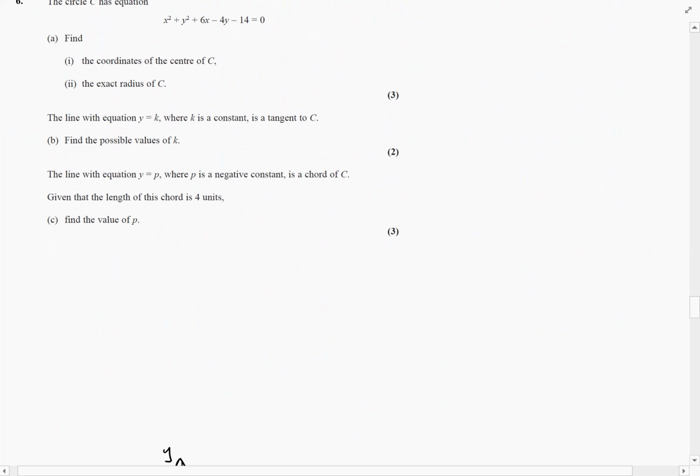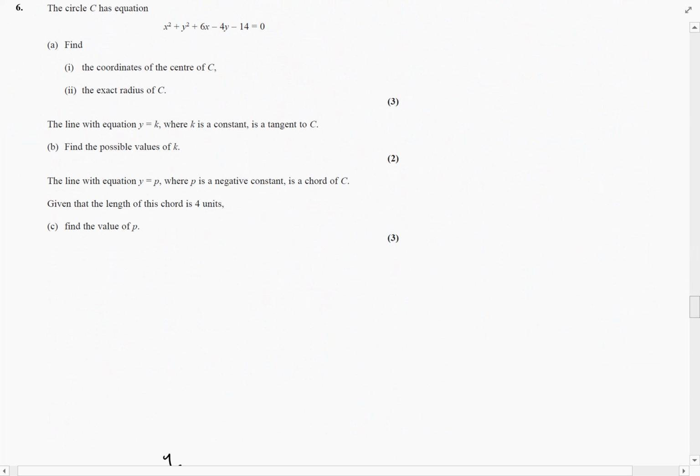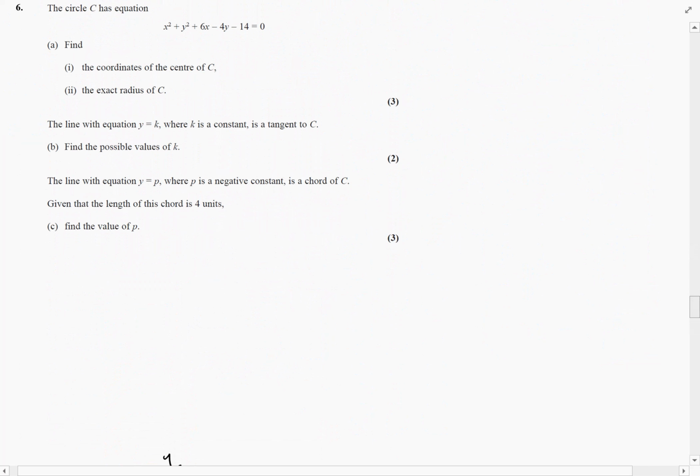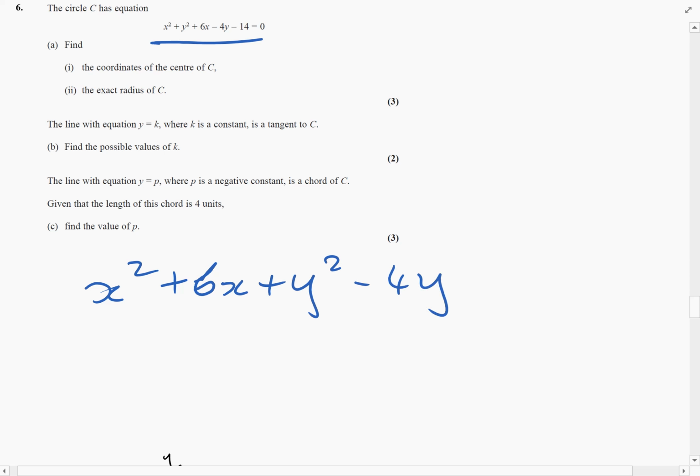Question 6. Oh look, I've drawn a circle there. So we want to find the coordinates of the center of the circle and the radius. We want to complete the square for this, complete the square for the x's, complete the square for the y's. So let's write it down. So the x's are next to each other and the y's are next to each other. And I'll put the 14 over the other side.